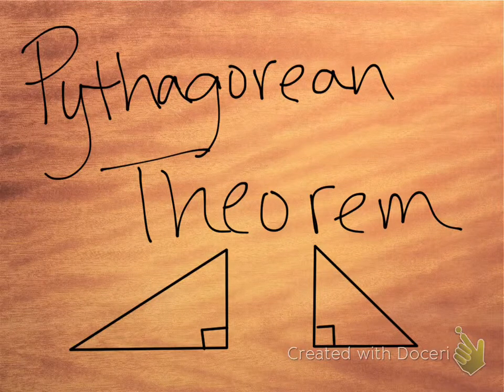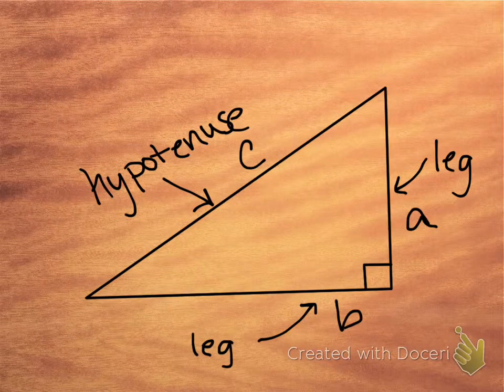The Pythagorean Theorem. First thing that we need to know is the Pythagorean Theorem has to do with right triangles. And in a right triangle, there are two sides that are called legs, and they are what are attached to or adjacent to the right angle. And the third side is called the hypotenuse, and it is on the opposite side of the right angle. We usually label the legs as A and B, and we label the hypotenuse with C.